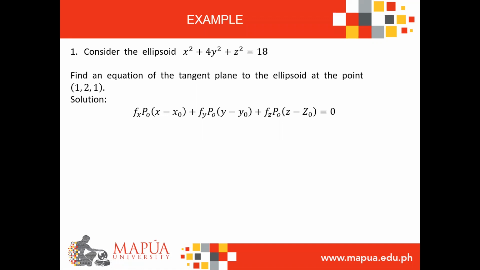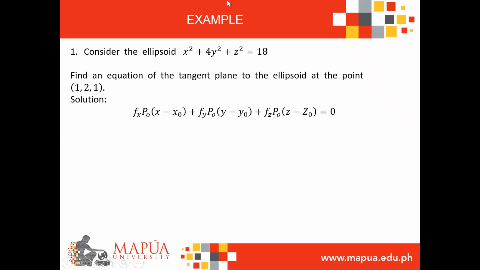So let's recall the formula to be used. For finding the equation of the tangent plane to the ellipsoid, we have the following formula. Again, we have the partial derivative of the given function with respect to x evaluated at p sub 0 multiplied by quantity x minus x sub 0, plus the partial derivative with respect to y evaluated at p sub 0 multiplied by y minus y sub 0, plus the partial derivative with respect to z evaluated at p sub 0 multiplied by z minus z sub 0, equals 0. So with that, we're going to find the function.